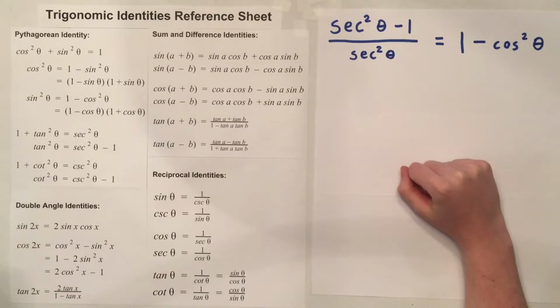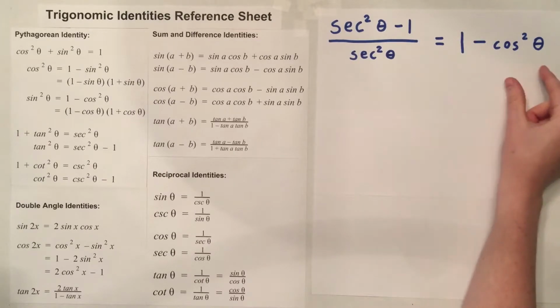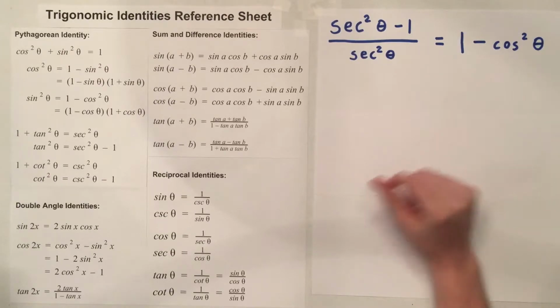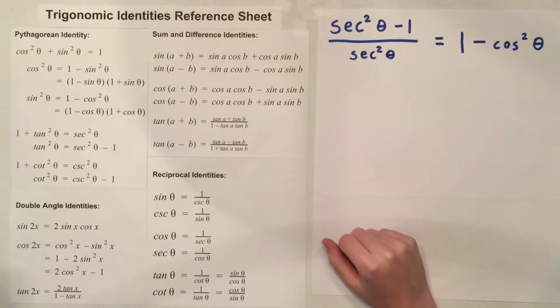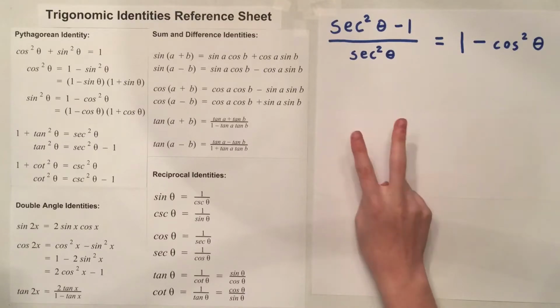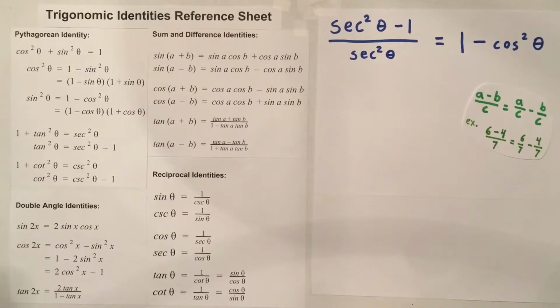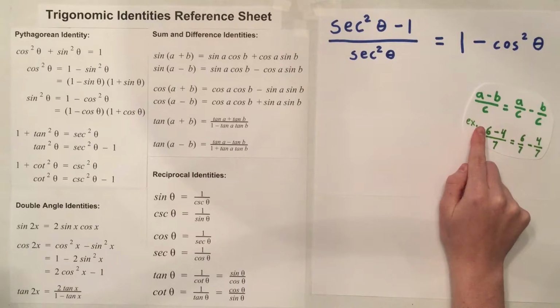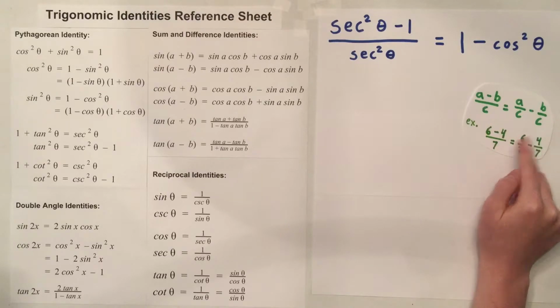I notice that the right side of the equation has two parts, the 1 and the cosine squared theta. And the left is all one big part or cluster. So, to make it more like the right side, I'm going to separate it out into two parts. I can do this by using the reasoning of this algebraic statement, which is a minus b over c is equal to a over c minus b over c.